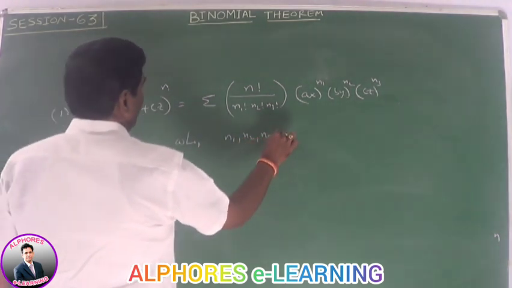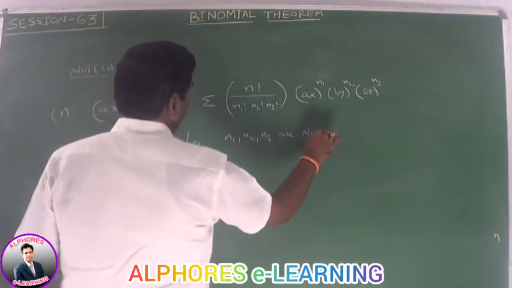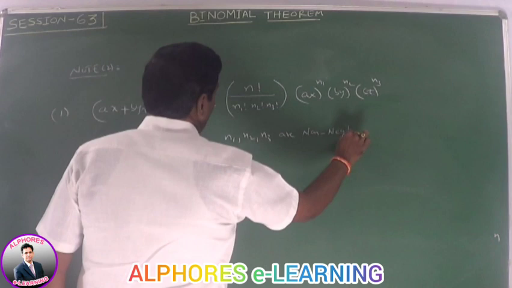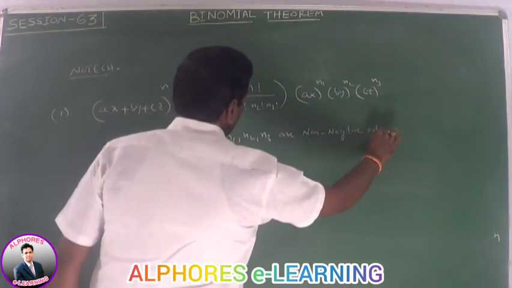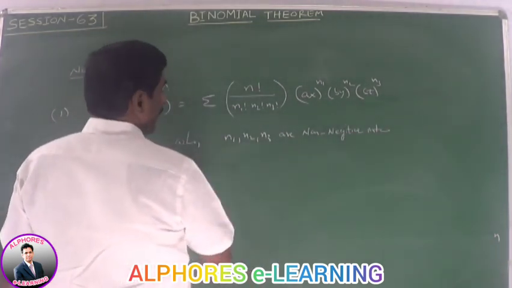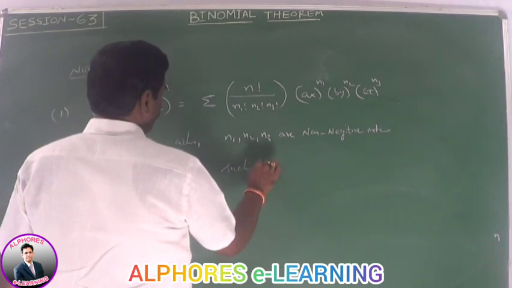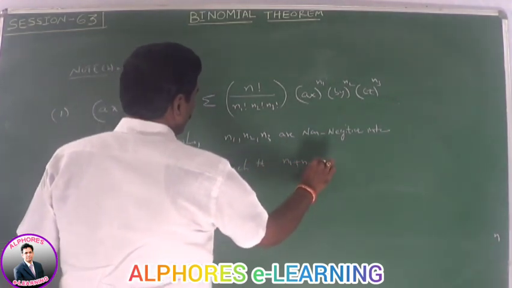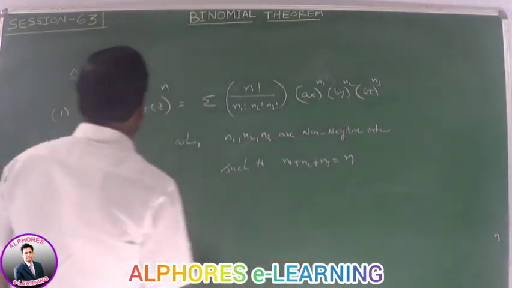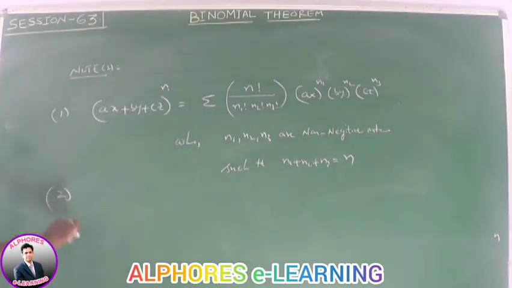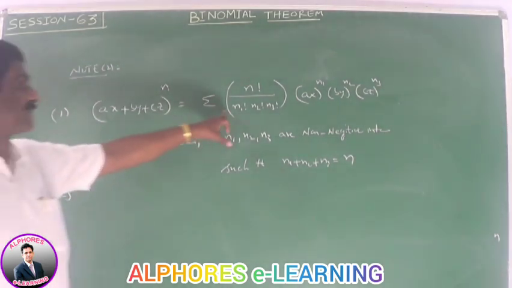n1, n2, n3 are non-negative integers such that n1 + n2 + n3 is equal to n. Very, very important. In this case, it is said to be the general term.